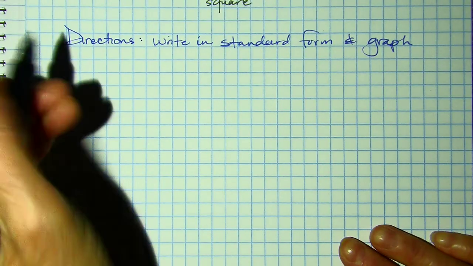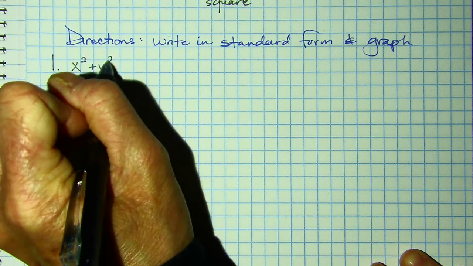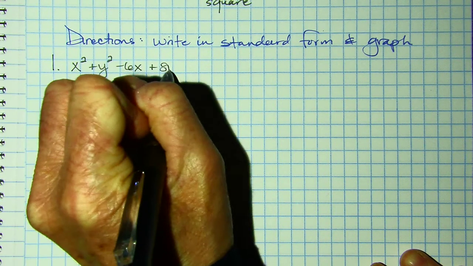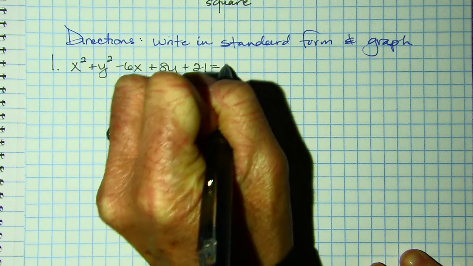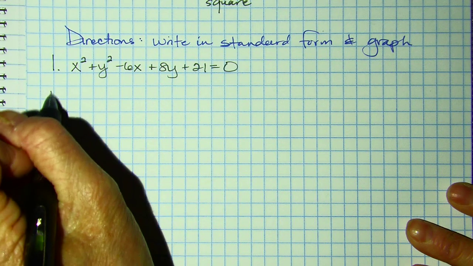So let's start with number 1. X squared plus y squared minus 6x plus 8y plus 21 equals 0. So the first thing I like to do is organize your information so that your x terms are together and your y terms are together. So let's rewrite this.